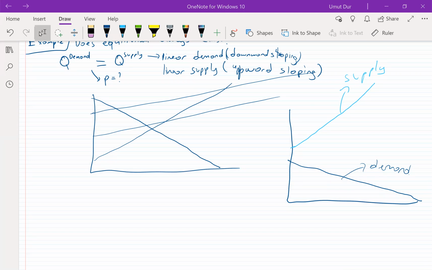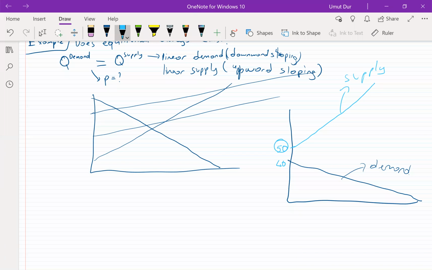So how do I interpret this graph? Here, let's say this is price 40 and this is 50. What is the minimum price that the suppliers, the firms, would like to supply? It is for the suppliers. The minimum price that the firms would like to supply is 50.